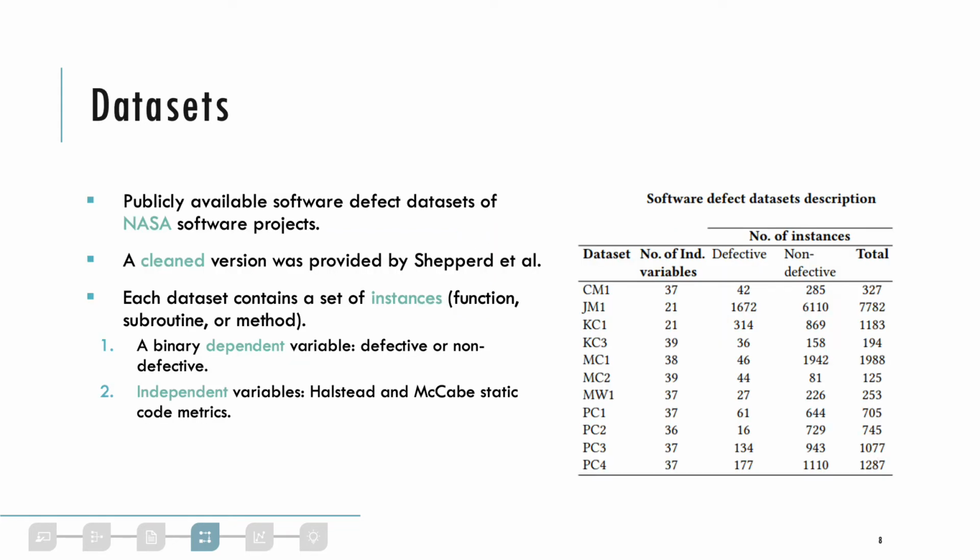We have used the cleaned version of NASA defect datasets. They are well known in the area of software defect prediction. Each dataset contains a different number of instances, that is size, and it has a set of independent variables of static code metrics and one dependent variable, a binary variable, that indicates whether the instance, which represents a subroutine, a function, or a method, is defective or non-defective.